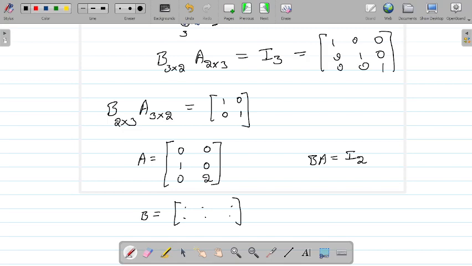Is A singular or non-singular, sir? See, I'm not talking about a square matrix. To discuss the inverse of a square matrix, we talk about singular or non-singular. Of course, the determinant is defined for a square matrix. Whereas here I am taking a rectangular matrix, I am talking about the left inverse and the right inverse.